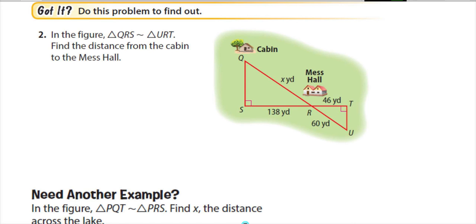Okay, let's take a look here. It says, in the figure, triangle QRS is similar to triangle URT. Find the distance from the cabin to the mess hall. All right, so we'll go left to right this time. So we'll go 138 with 46. And then we'll have x over 60.